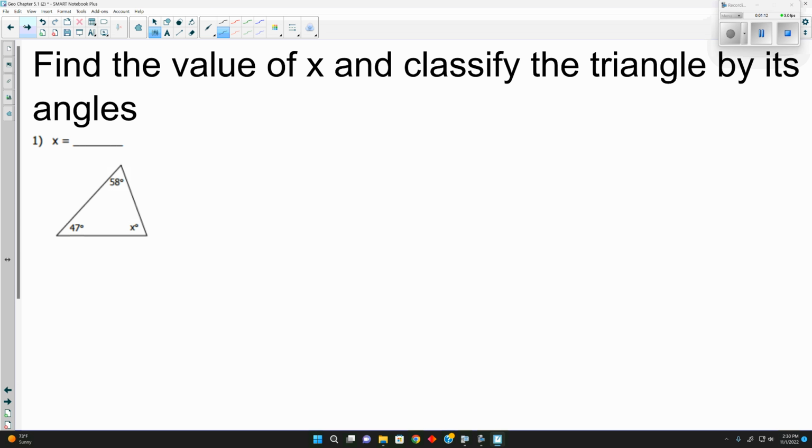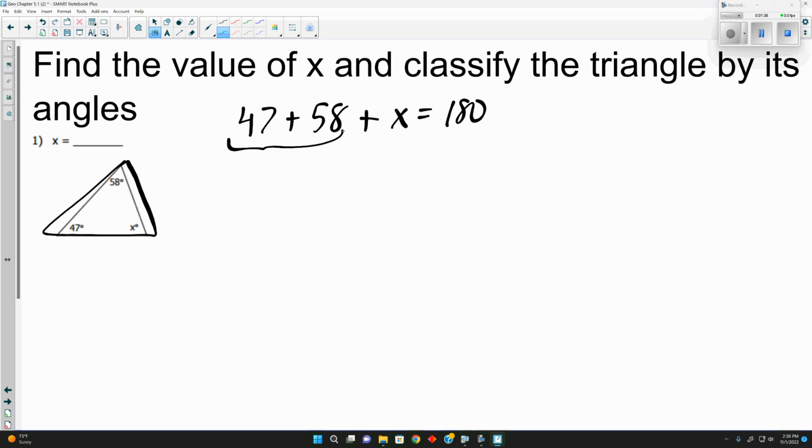So if we look at this triangle, we have two things we have to do. One, we have to classify it by its angles and find the missing angle. Well, we know that these three angles add up to 180. So we can say 47 degrees plus 58 degrees plus x is equal to 180. We can add these two together. So 47 and 58 is going to be 105, plus x is equal to 180.